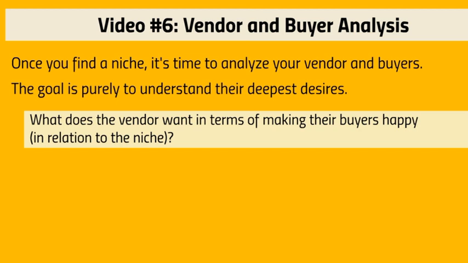So the first question is, what does the vendor want in terms of why and what they want to do, how they want to do it, as far as making their buyers happy. In other words, when a vendor sees something, they either think, this is something that my buyers definitely don't want, or this is something that my buyers really, really want, and I want to make a deal with another vendor and make a special deal for my buyers.